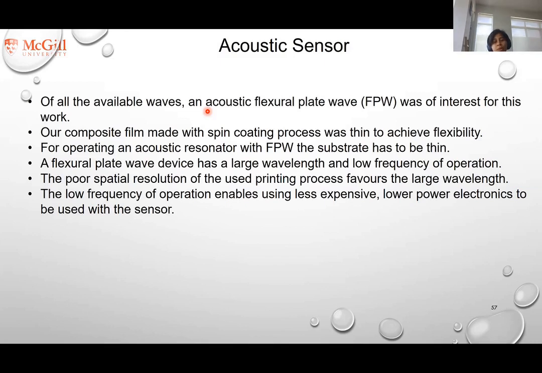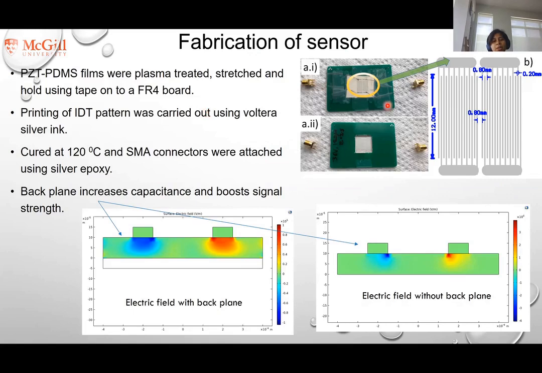Also, another good thing is if we are operating at low frequency, we can make the electronics a bit lower cost. So those were our goals for going with the flexural plate wave mode. So we made IDTs, and you can see these are the IDTs that we printed, and we also printed some backplane.